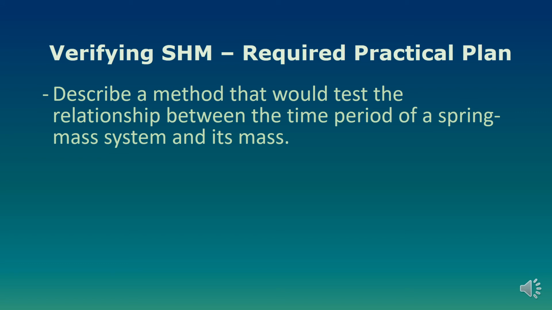And in that, what you will need to do is consider a spring mass system and describe a method that would test the relationship between the time period of a spring mass system and its mass. So essentially here you're instructed that you're going to change the mass of the system, and you're going to then measure the time period, and what you need to do is consider the best way of going about that.